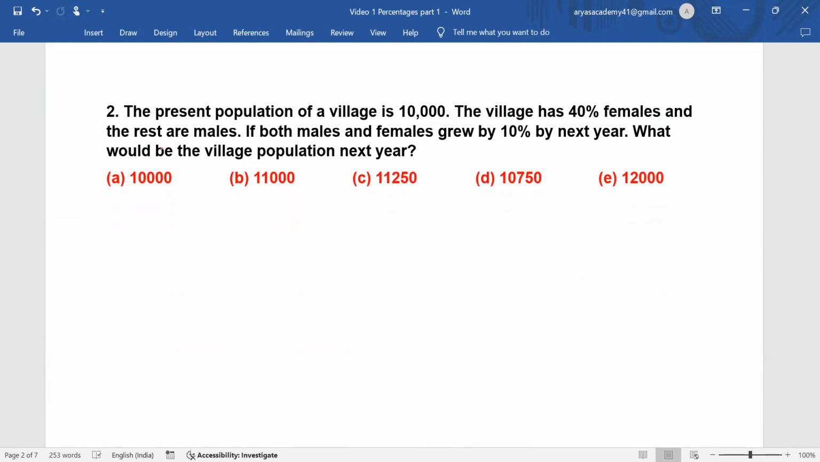The present population of a village is 10,000. They are telling you that the present population of the village is 10,000. Whether it is 10,000 or 100, percentage wise, it will always be 100%. So now we came to know that the total village population is 100% and numerically it is equal to 10,000. Then the village has 40% females.